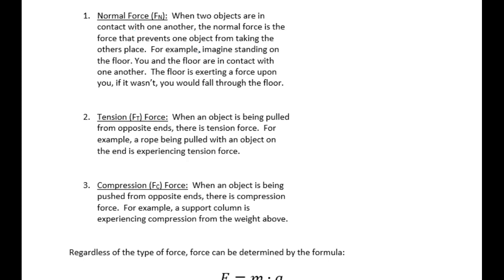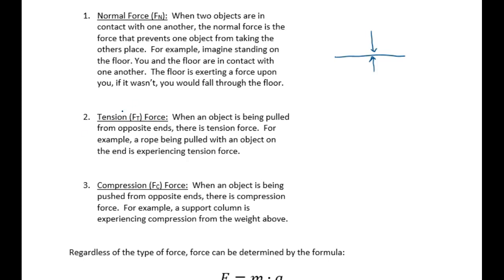So for example, imagine that you're standing on the floor. So you and the floor are in contact with one another. The floor is exerting a force upon you, and then you are also exerting a force upon the floor, and that force is preventing you from falling through the floor. And that's what we call the normal force. So again, you have a force between the 2 objects that are basically resisting that one's going to take the place of the other. We call that normal force.